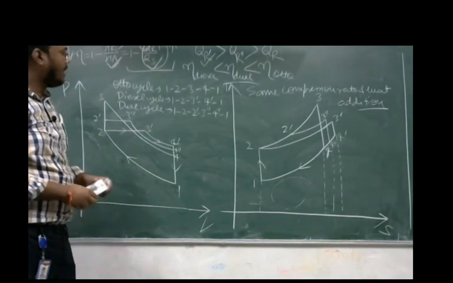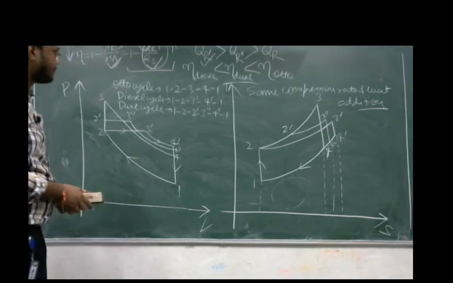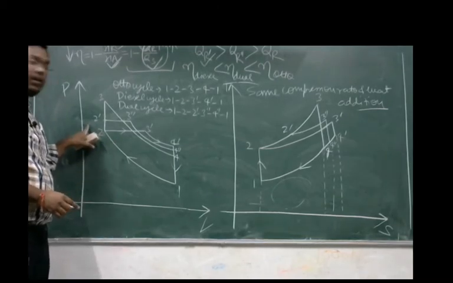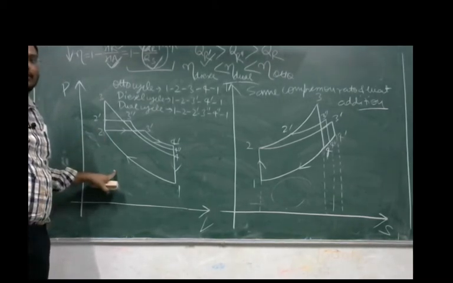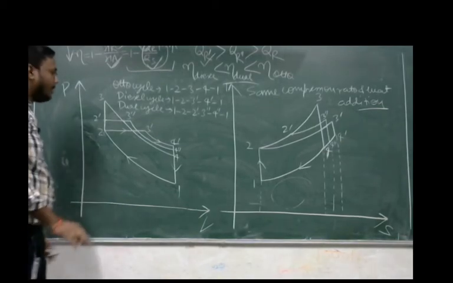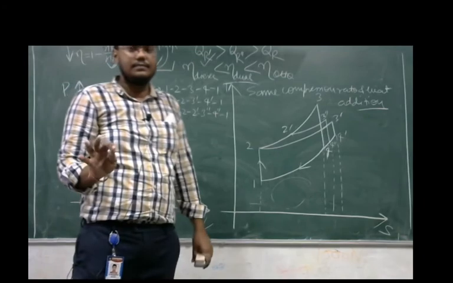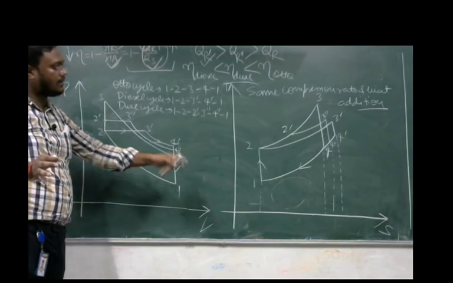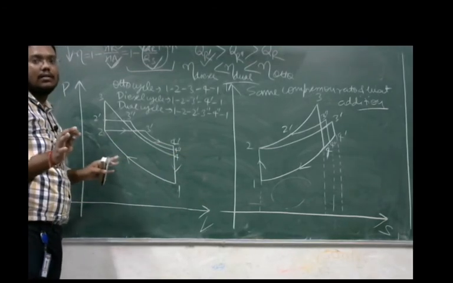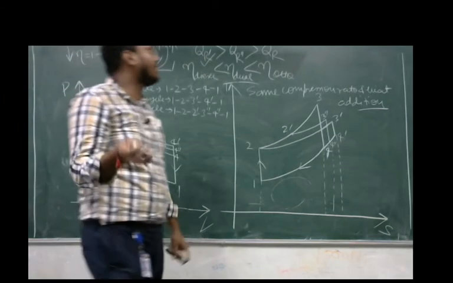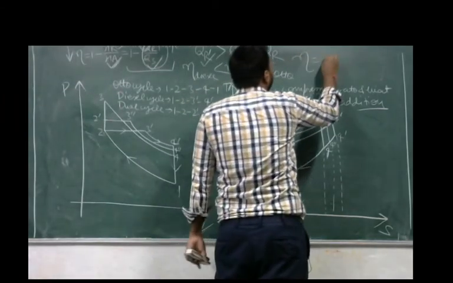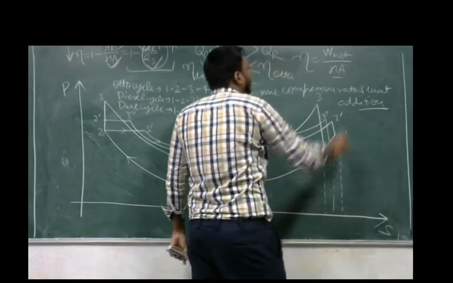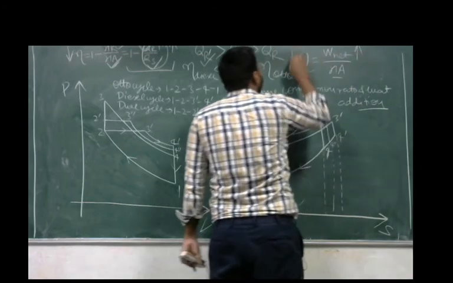Now there is another way of analyzing this. I told you that area below the curve on the PV diagram shows the work done, work transfer. So if we see the work transfer of the cycle, then we can also calculate the efficiency. If the work done is maximum, we know the formula of efficiency, eta is equal to net work done divided by heat addition. So if net work done is maximum, then efficiency will be maximum.